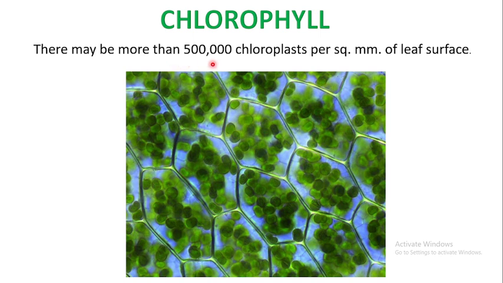Now, there are more than 5 lakh chloroplasts per square millimeter of leaf surface. Okay, so you can imagine per square millimeter, 1 millimeter is so small. So in 1 square millimeter, that is millimeter square, if I draw a box of 1 millimeter by 1 millimeter, in that 5 lakh chloroplasts are present.